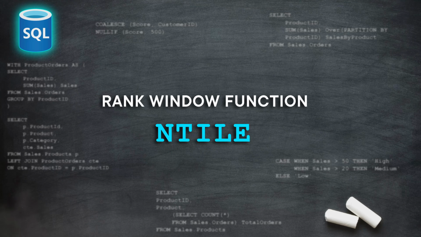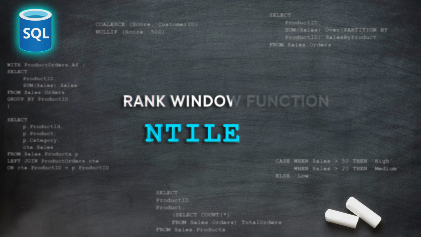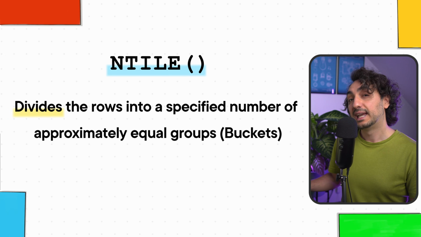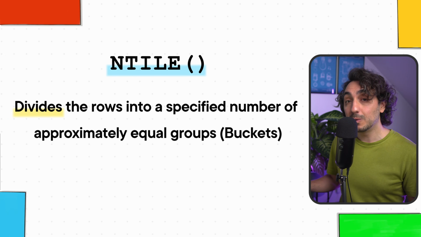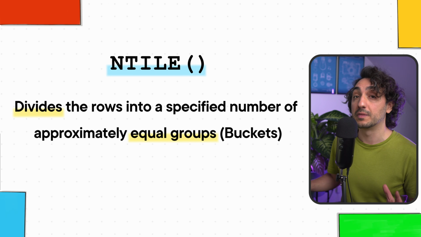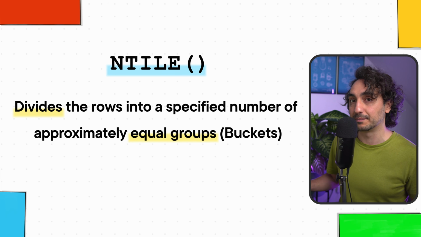Now we're gonna talk about the NTILE. Okay, so what is NTILE? NTILE in SQL is very simple. It's gonna go and divide your rows, your data, into a specific number of almost equal groups, or sometimes we call them buckets. So now, in order to understand this and how SQL works with this function, we're gonna have a very simple example. So let's go.